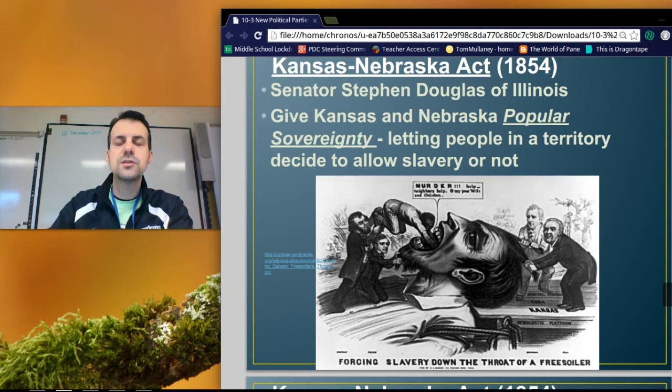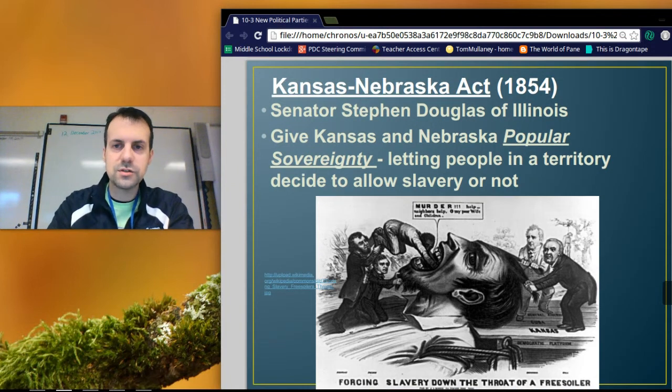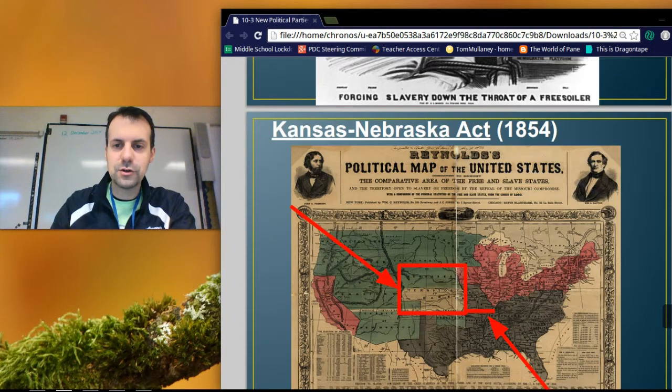Then we get the Kansas-Nebraska Act, 1854. So Senator Stephen Douglas takes up the idea of popular sovereignty, and he suggests giving Kansas and Nebraska popular sovereignty, letting the people in the territory decide whether or not to allow slavery. Well, that's a little controversial.